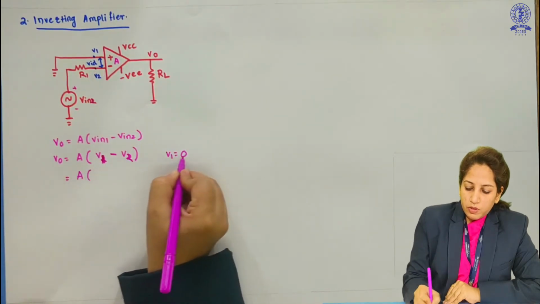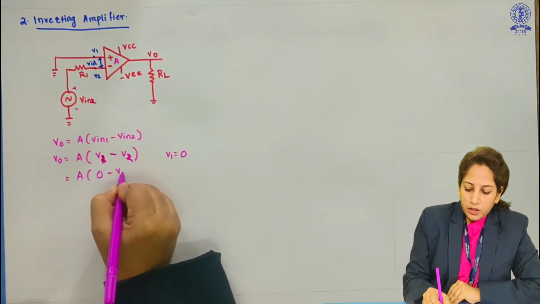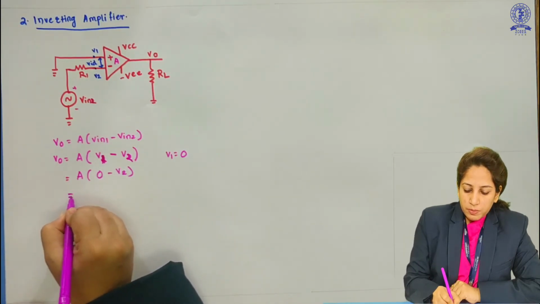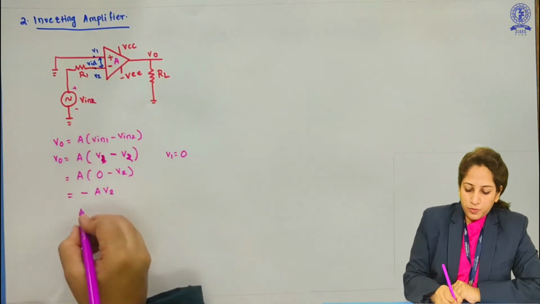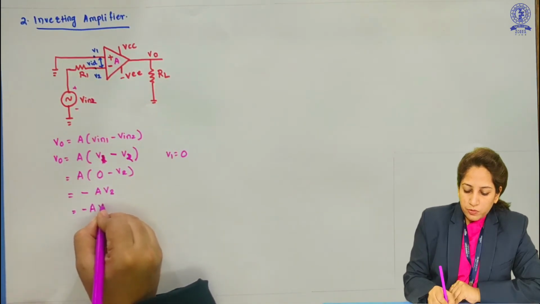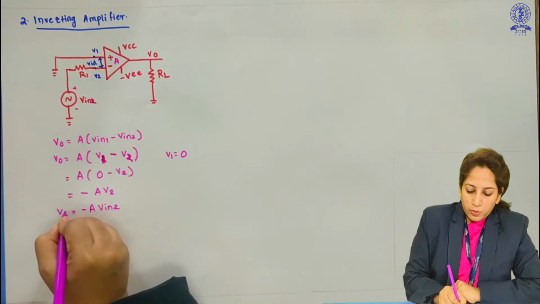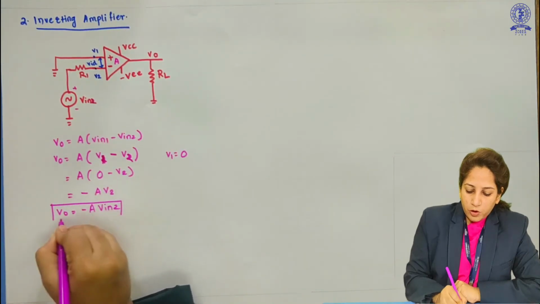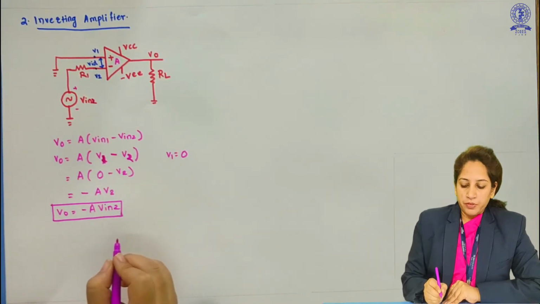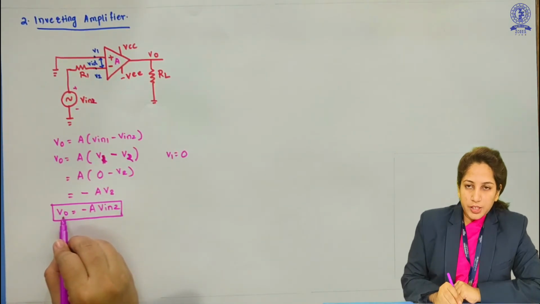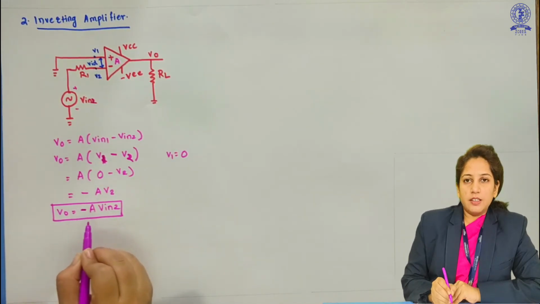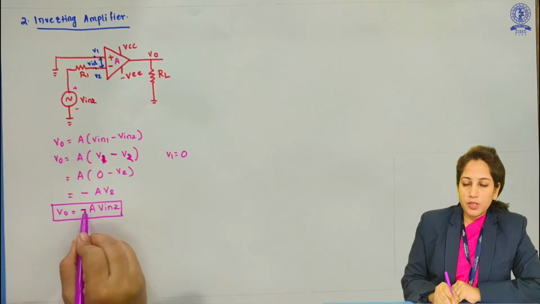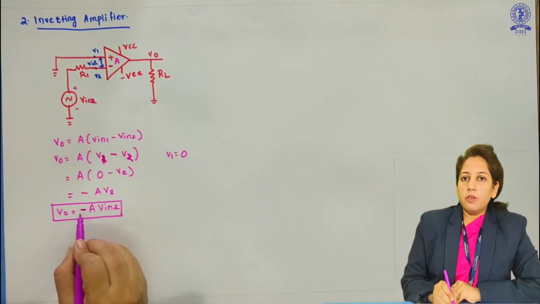So I will substitute this V1 value here, 0 minus V2. So this will become minus A into V2, and V2 we know is V in 2. So minus A into V in 2 is the output voltage. This is our formula for the inverting amplifier. That means the output voltage is proportional to the amplified input, but polarity is 180 out of phase. This negative sign indicates that it will be 180 out of phase.